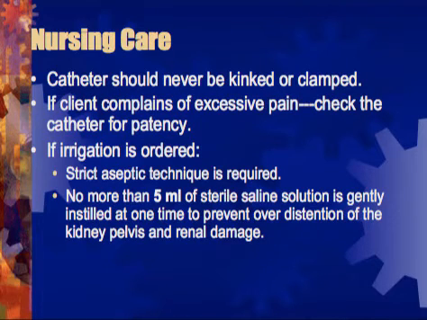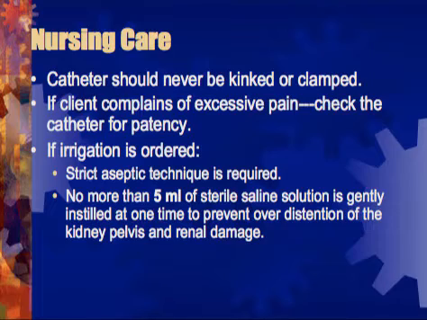Catheters should never be kinked or clamped. Remember, the kidney itself, since it's going directly into the kidney, only holds about 5 cc's of urine. So if the patient starts to complain of pain, we check the catheter for patency. They kink very easily. I told you that the dressing is sterile, and also if an irrigation is ordered, and frequently it is if they have a nephrostomy tube, this is strict aseptic technique, and no more than 5 milliliters of sterile saline.